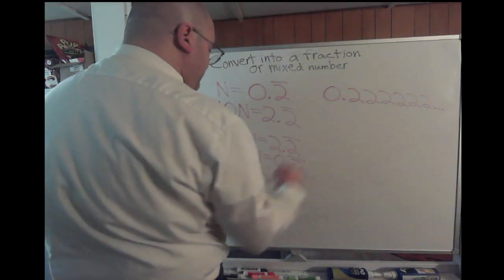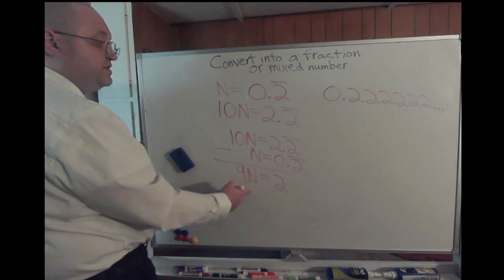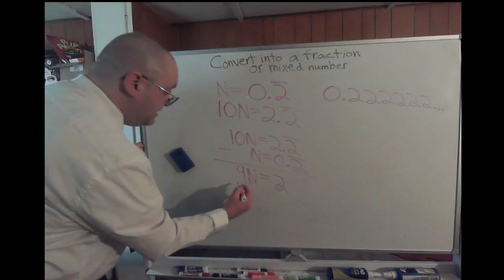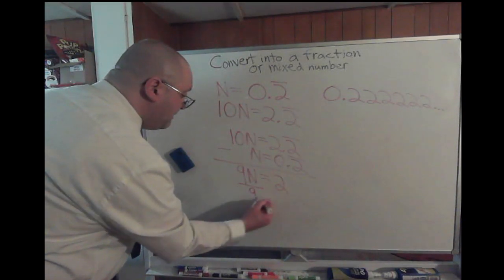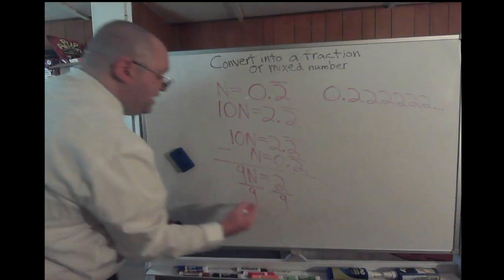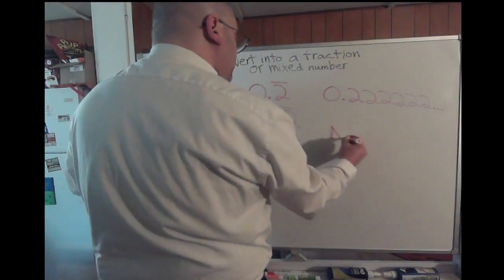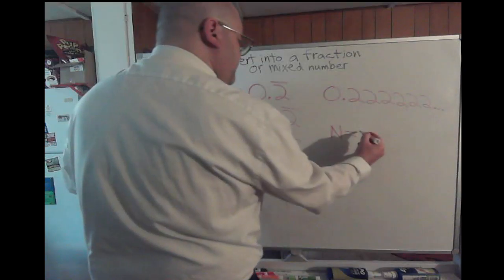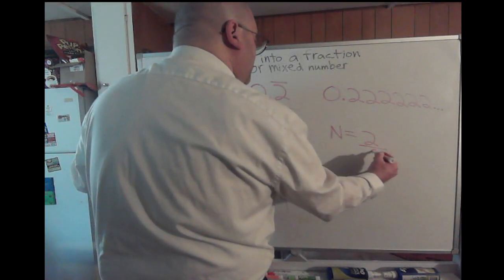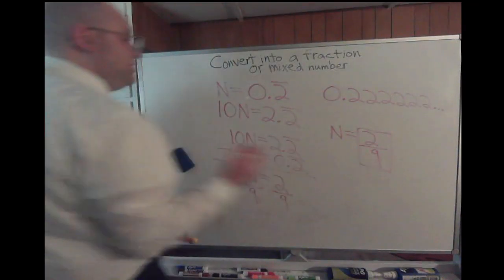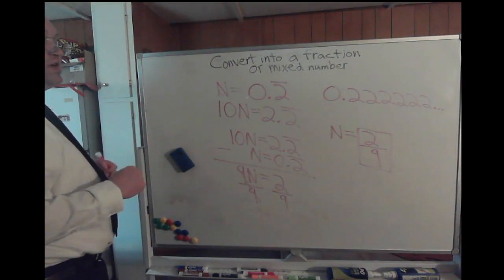Since we have 9n, we want to get n by itself to get us our fraction. You have to divide both sides by 9. You divide the left side by 9, you'll just get n by itself. And 2 divided by 9 goes no further. So the fraction you're looking for is 2/9.